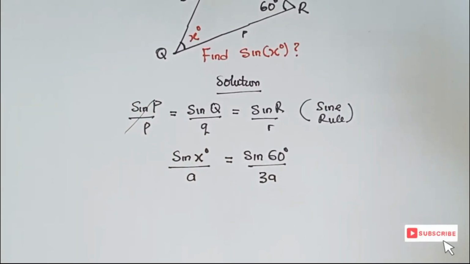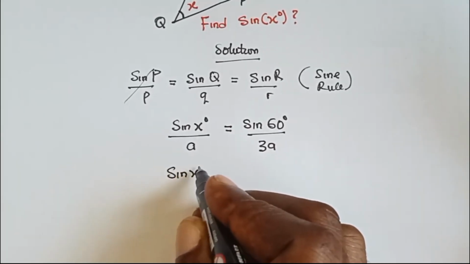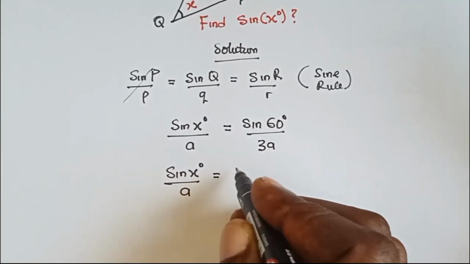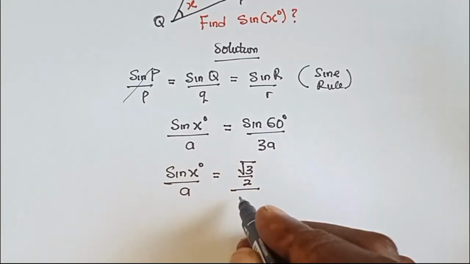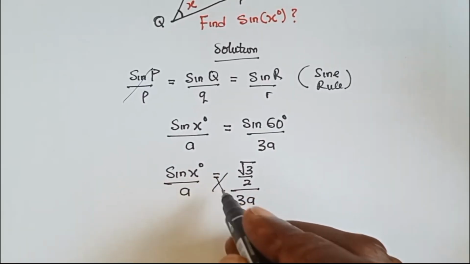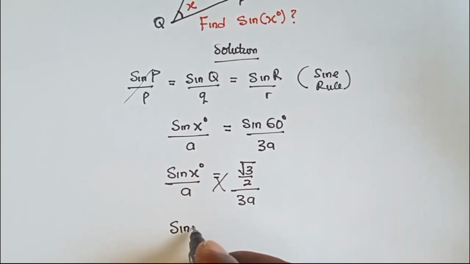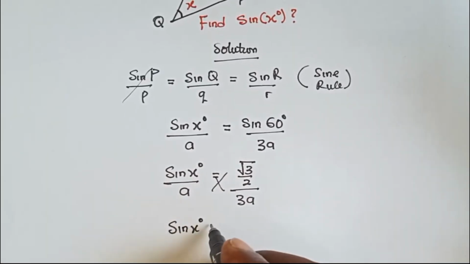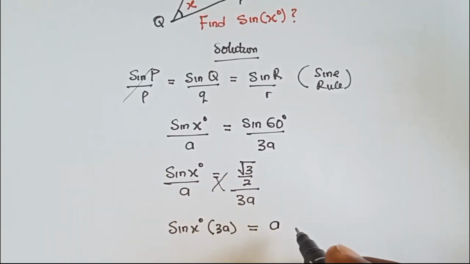Okay, now we know what sine 60 degrees is. Sine 60 degrees is the same thing as root 3 over 2, everything over 3a, and then we can cross multiply. We cross multiply, this multiply this, and this multiply this. So we have sine x degree multiplied by 3a equals, then this multiplied by this, we have a multiplying root 3 over 2.